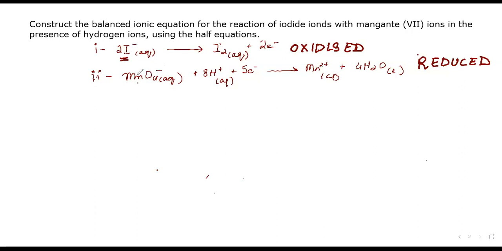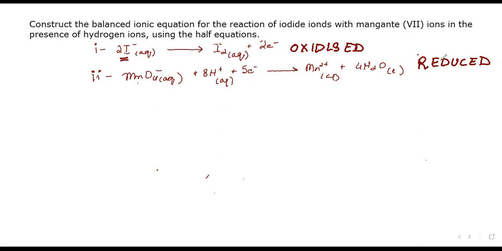The manganese element has a +6 charge, so it's going from +6 to +2. It's becoming less positive. When the charge becomes less positive, that means we are gaining electrons. The gain of electrons is reduction. Now that we have figured it out, let's take a look at how we're going to solve the question.